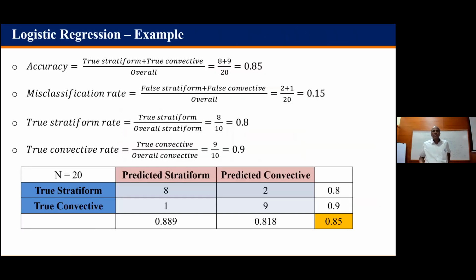Now go to this. Predicted stratiform and true stratiform is 8 out of 20 data points. Predicted convective and true convective is 9. False is 2 and 1. Therefore, totally we are getting a success of 0.85. So the 4 benchmarks are accuracy, which is true stratiform plus true convective over overall; misclassification, which is total false over overall; true stratiform over overall stratiform, which is the true stratiform rate; and true convective over overall convective, which is the true convective rate.